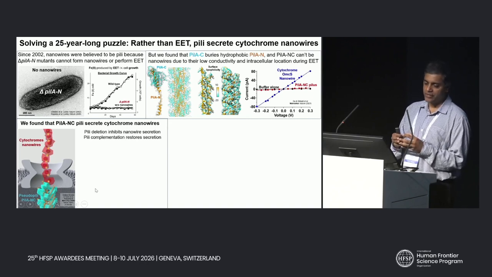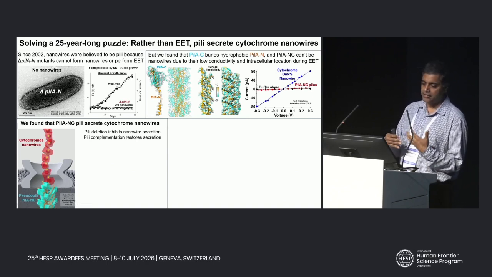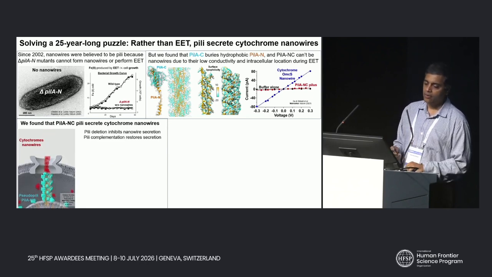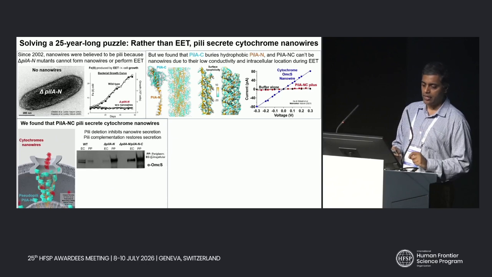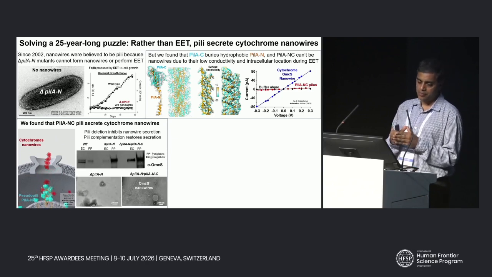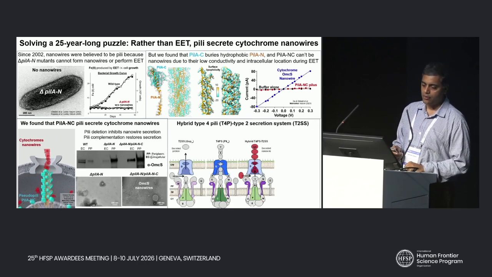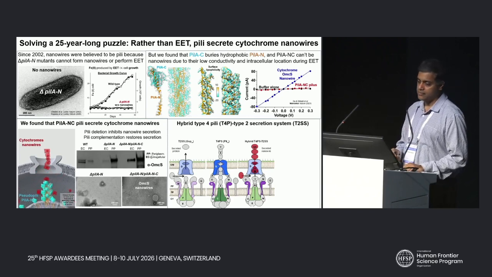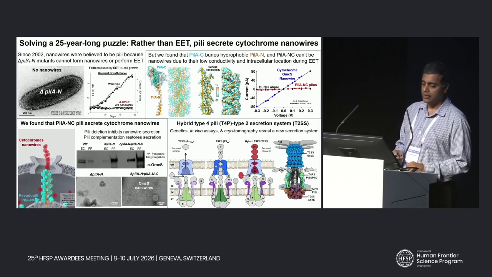Using genetics, we initially showed that the PilA deletion inhibits secretion. If you complement the gene, it restores. So that explained all the prior genetic data. We were able to show that these PilA are really acting as a piston to push these cytochromes out. And then our team was able to use this hybrid system to discover how they are moving electrons.